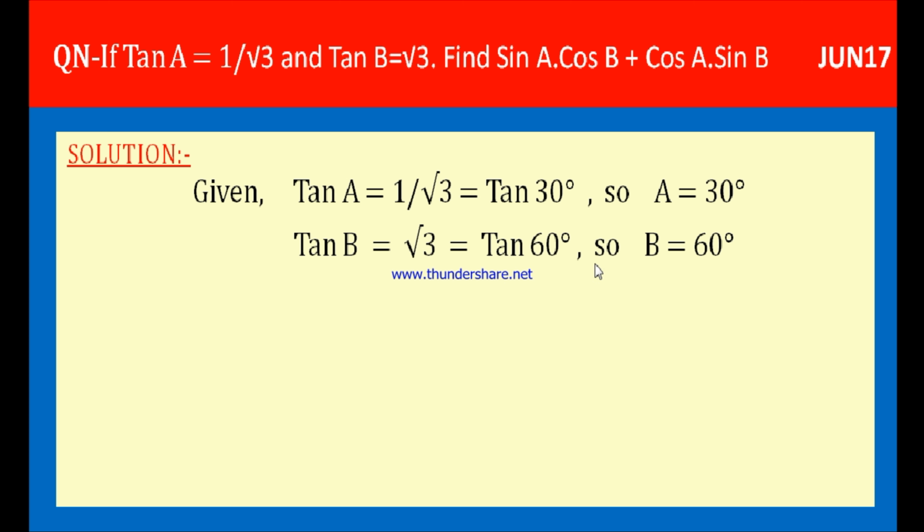Therefore, tan b is equal to tan 60 and b is equal to 60 degrees. Now we have both the values of a and b, where a is equal to 30 degrees and b is equal to 60 degrees.